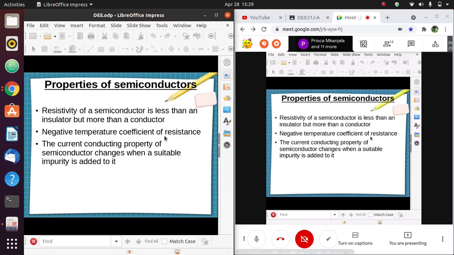For extrinsic, zile ambazo unaongeza impurities, then depending on the type of impurity that you add to that semiconductor, if I want it to be more conductive, for example, I will add a metallic impurity to increase its conductivity. If I want it to be more resistive, to act more as a resistor, then I add resistive impurities. Are we together?